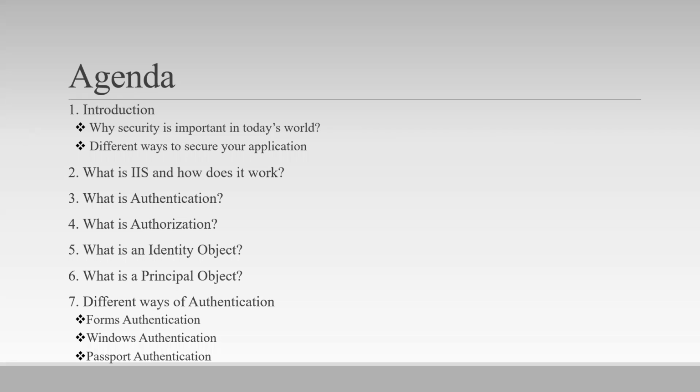So we would be covering the following topics in this video tutorial. We'll start with the introduction. We'll see why security is important in today's world of cybercrime, and what are the different ways we can use to secure our applications or websites. Then we'll see what is an IIS and how does it work. Then we'll understand the meaning of authentication and authorization. We'll see the concept of identity object and principal object. And then basically we'll see different ways of authentication, which are forms, windows, and passport authentication.